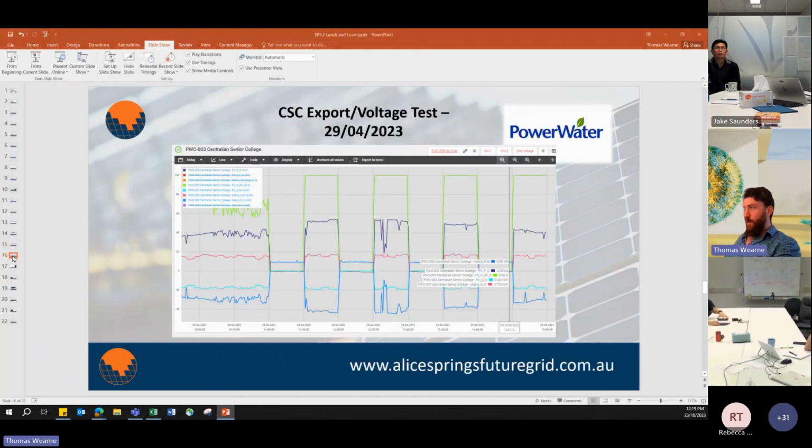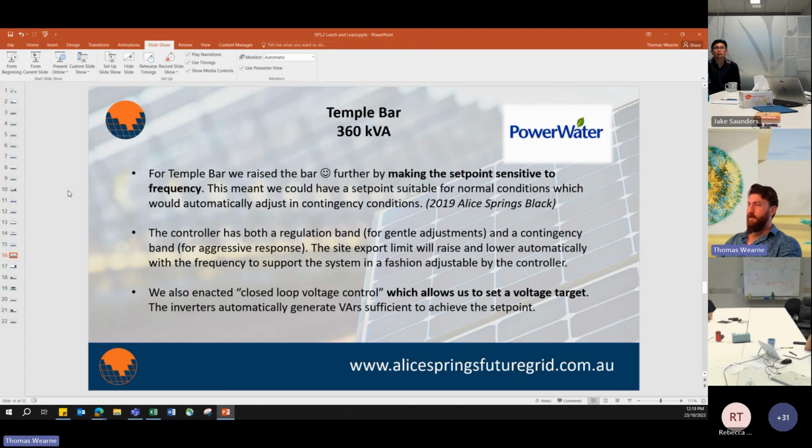We did another deployment of the controller at Temple Bar. This is a power and water services site, which is a water pumping operation in Alice Springs. And we wanted to basically take the next step, which we saw as making the set point sensitive to frequency. This means that we can have a set point that's suitable for normal conditions when everything is happening as planned, but that export set point can automatically adjust in contingency conditions.